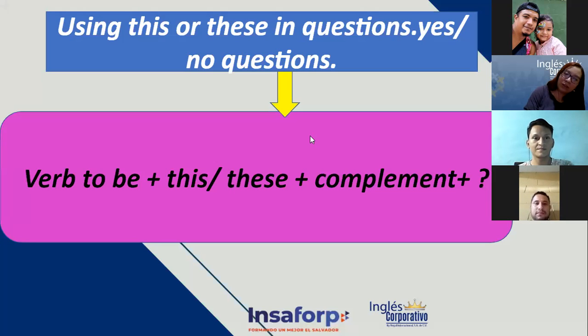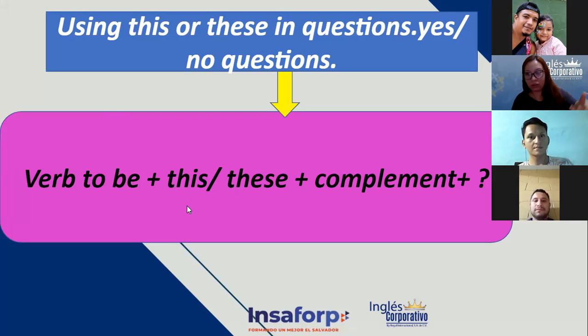All right, esto ya lo hicimos nosotros. Verb to be, this or this, complement, right? Esa es la siguiente estructura. Ayer veíamos verb to be, sujeto, complemento. Por ejemplo, are you a student? Is she famous? Right? Ahora vamos a ver esta estructura. Yes or no questions, combinado con this or this. Okay? Misma estructura, solo que en vez de sujeto acá, va this or this. Okay? Obviamente, tiene que ir seguido de un objeto, ¿verdad?